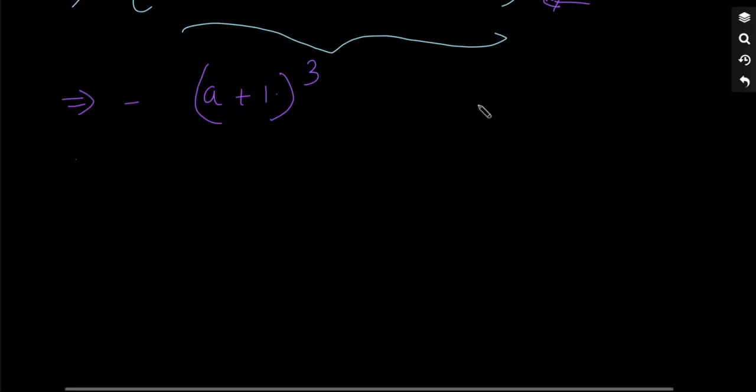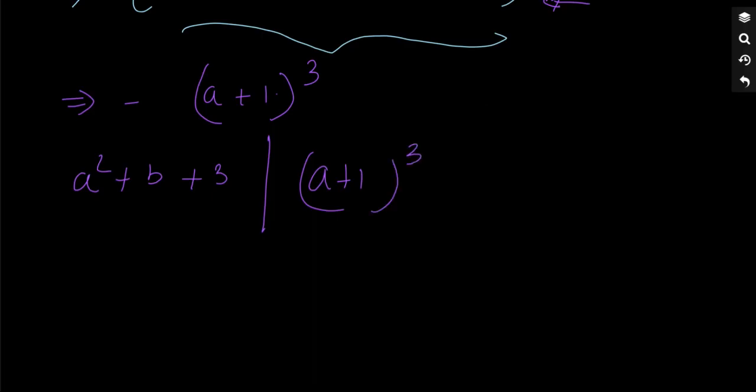So, I'm just going to write the whole thing again. What was that? a square plus b plus 3 divides (a+1) whole cube. We just limit the minus 1 thing also. So this is the first thing.